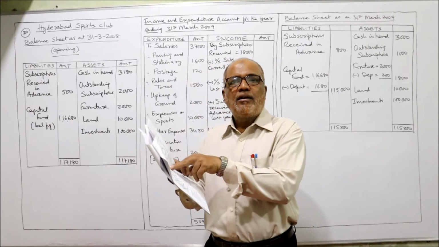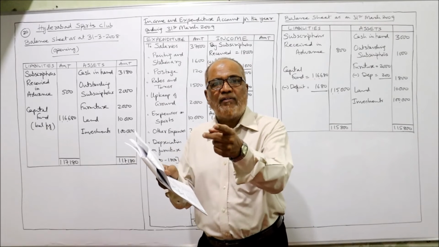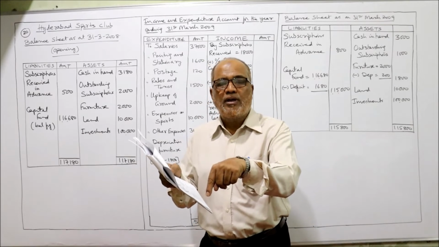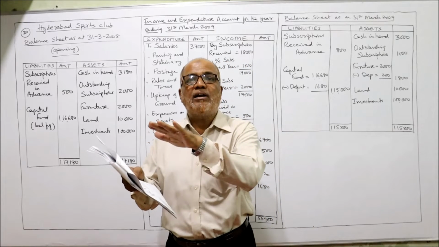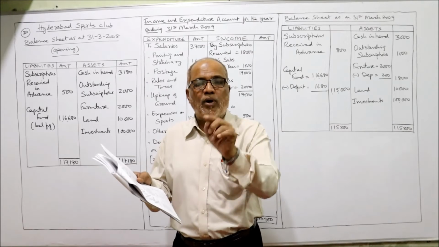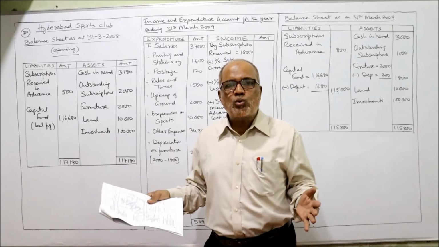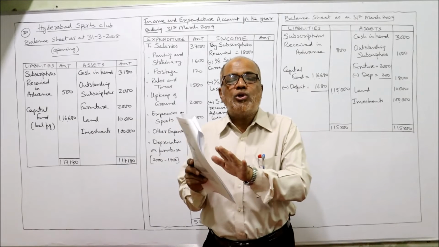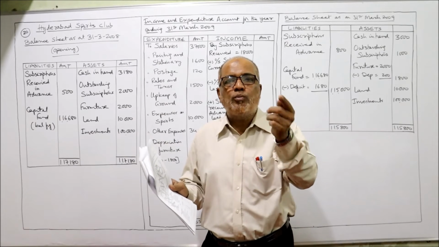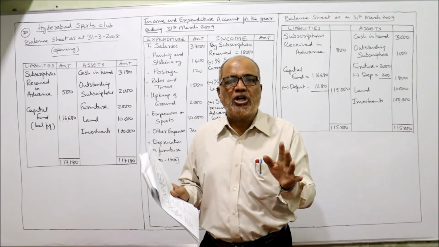500. The last year's received in advance 500 will be added to subscription, and the current year's received in advance, that is 800, will be deducted. This point you have to remember. Normally students commit mistakes on this point regarding subscription. So you should be clear in mind which to be added and which to be deducted.